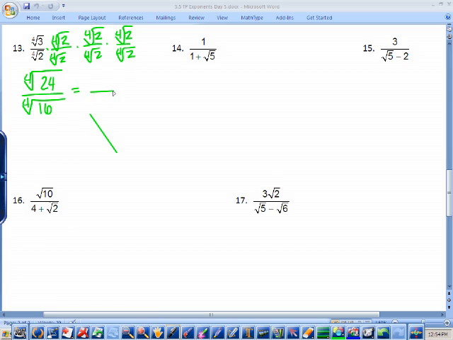I know that the fourth root of 16 is 2. 24, if you try and break it down, can you simplify that at all? No. Nope. So you need to leave it as the fourth root of 24.